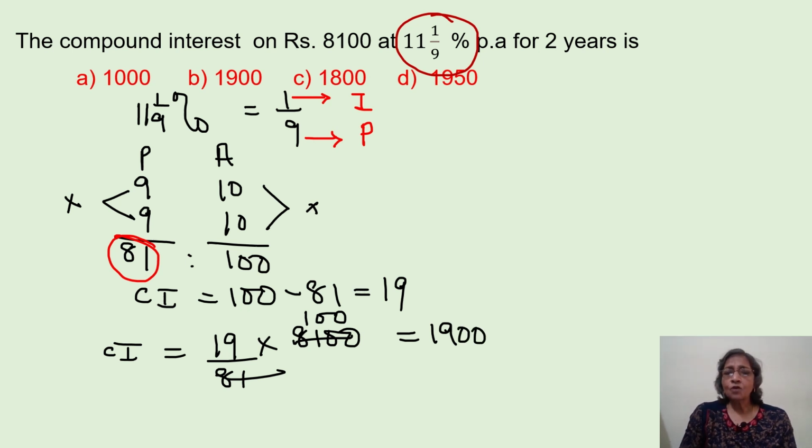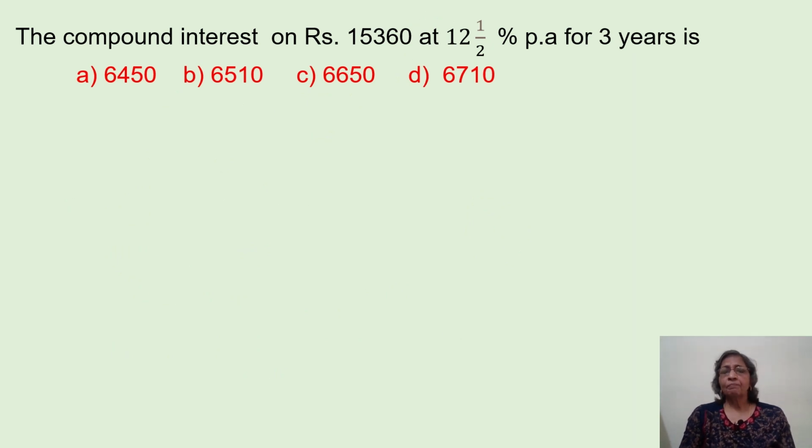Okay. Now remember here, rate given in a fraction, use the fraction method. That's the best and the easiest way to do it. So our correct option is the B option. All right. Come to the next sum, a similar sum.